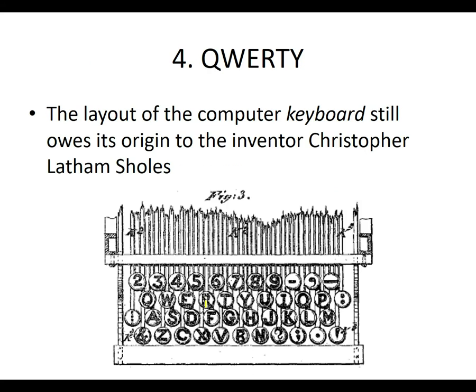Okay, so here we go. Here is the layout of a QWERTY keyboard, exactly like what we've got today. And it's called a QWERTY keyboard because if you look at the top row of letters, it starts with Q, W, E, R, T, Y. And they developed this keyboard because it allowed you to type very slowly, which is what they needed to do in those days. And it owes its origins to the inventor Christopher Latham Sholes.